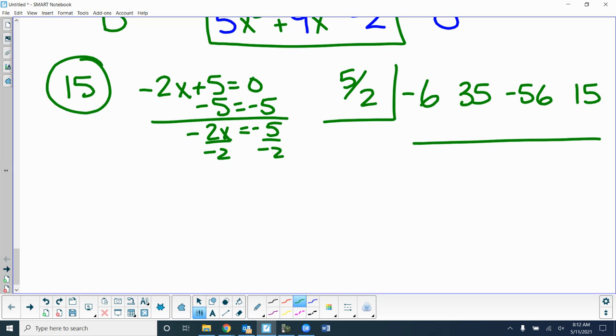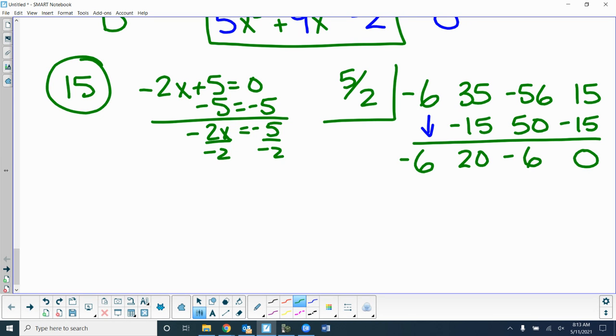So what I do is everything the same. Drop down to negative 6. And 5 times negative 6 is negative 30. And negative 30 divided by 2 is negative 15. So when I add those, I get 20. And 5 times 20 is 100. Divided by 2 is 50. When I add those, I get negative 6. And 5 times negative 6, already did that problem, so it's negative 15. And I get 0.